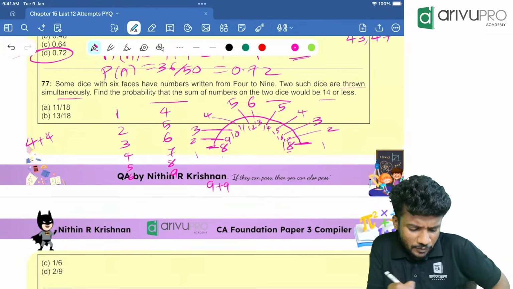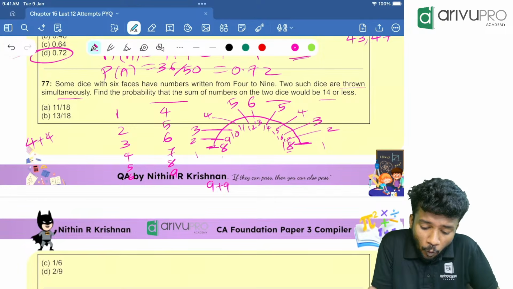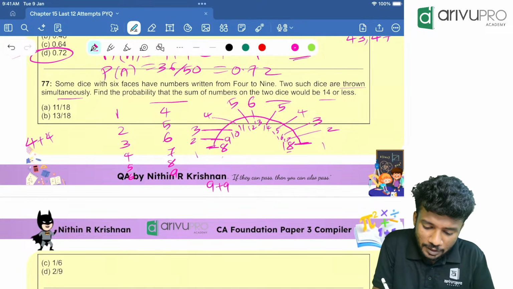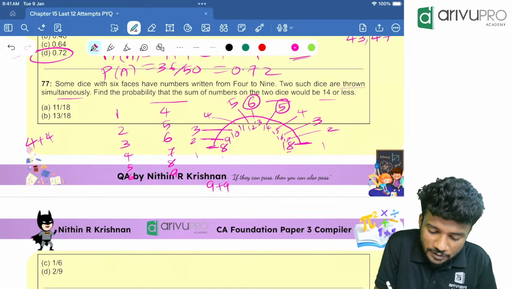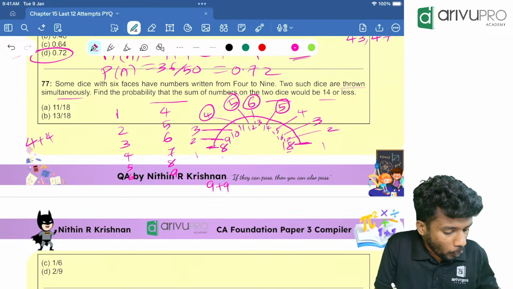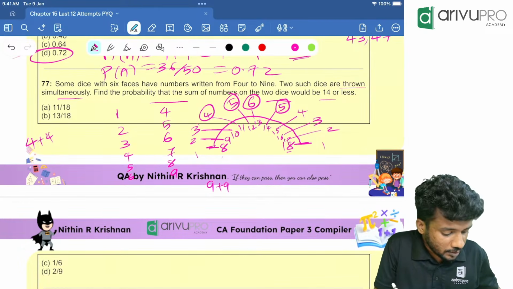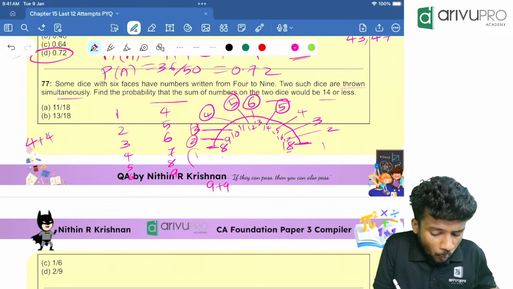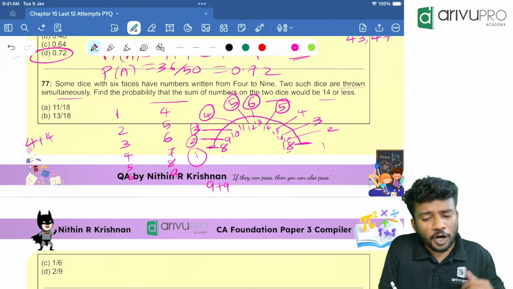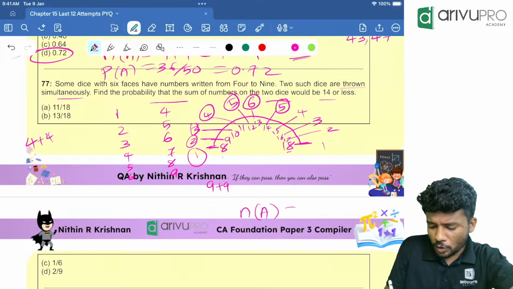Now here, what is given? Probability that the sum of numbers on 2 dice would be 14 or less. 14 or less means you need to add all these values. 5 plus 6 plus 4 plus 3 plus 2 plus 1 plus 1, which is equal to how much? 21. So n of A is equal to 21.